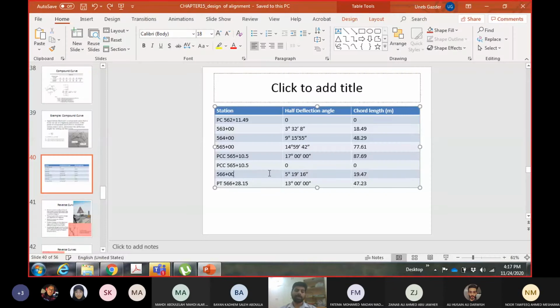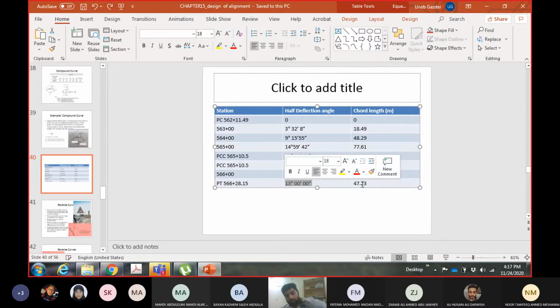Okay, now the good thing about the second curve is it is very short. So after 566, you reach PT, which is 566 plus 28.15. So you don't have to find out the degree of the curve here. Okay, so this is the station of PT, which you already found, and this angle will be half of the total deflection angle. So 26 by 2, 13 degrees, and use this to find out the chord length.